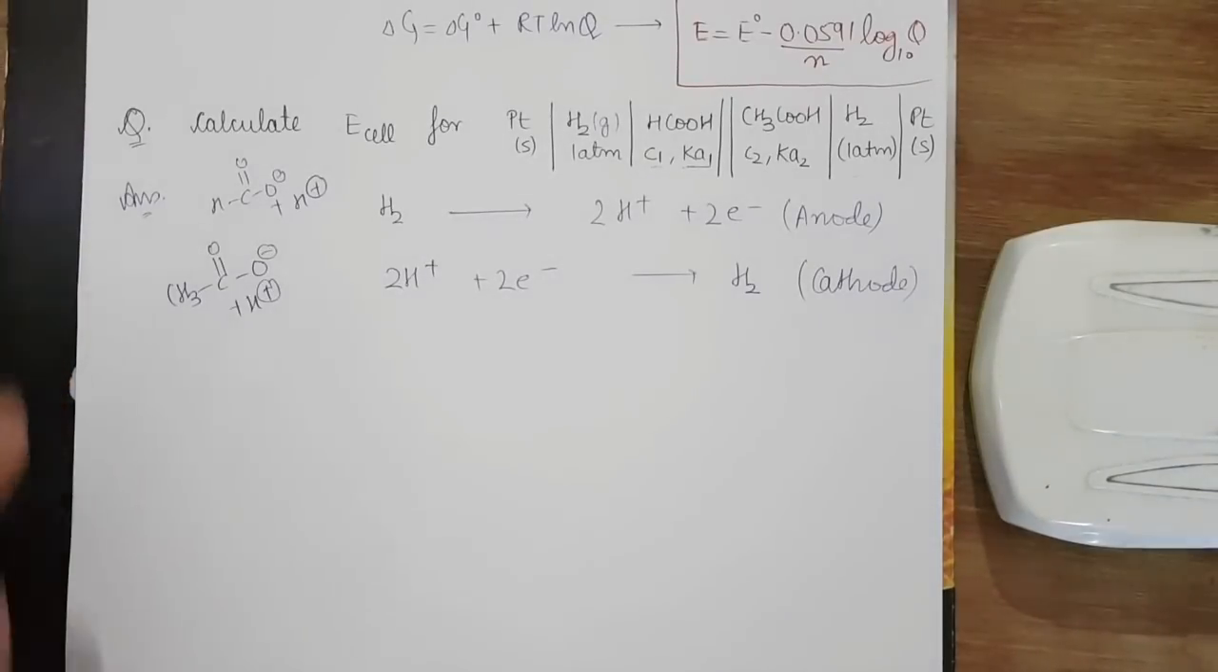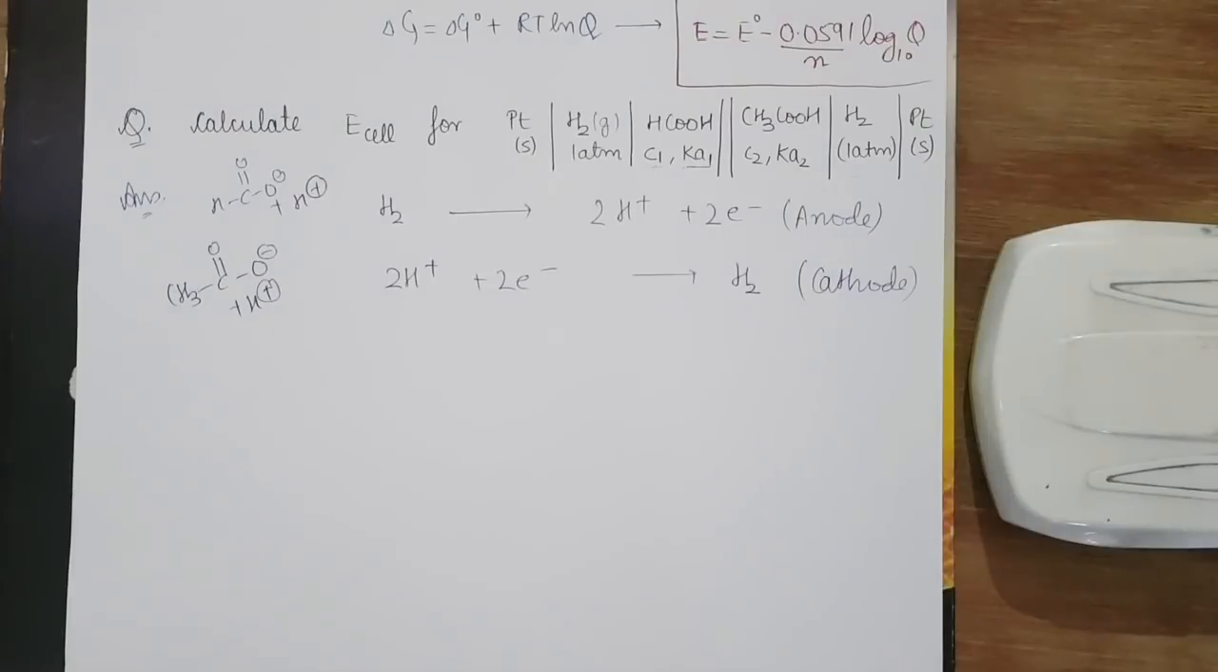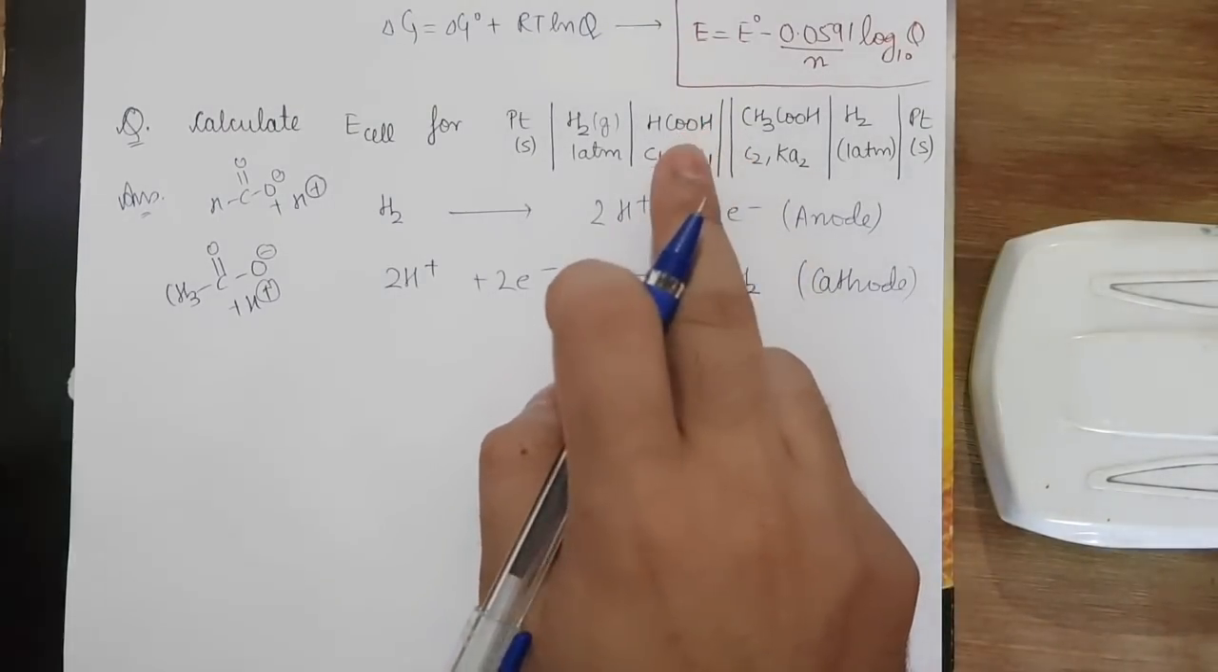So the first mission, whenever any electrochemistry question has been given to you, is to write the anode and the cathode half cell reactions. Now let us try to do the ionic equilibrium which is happening.